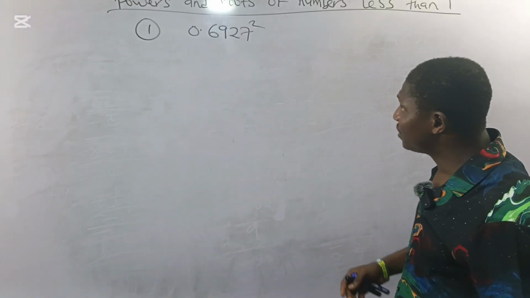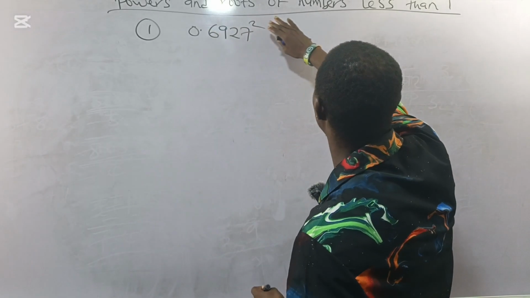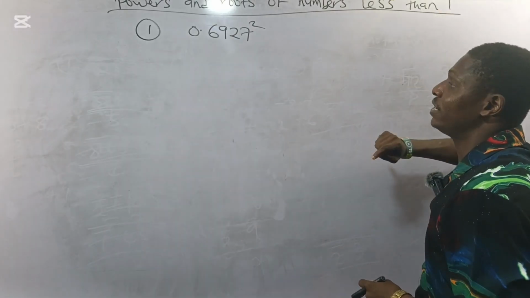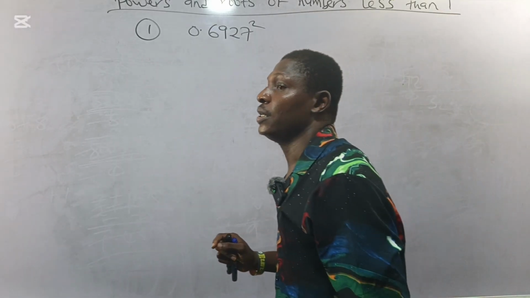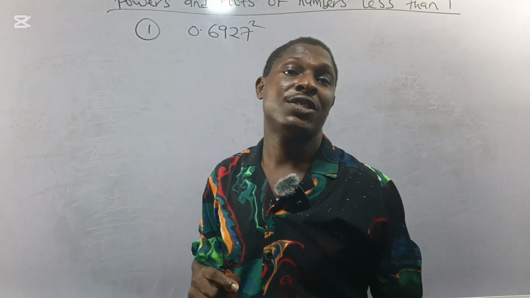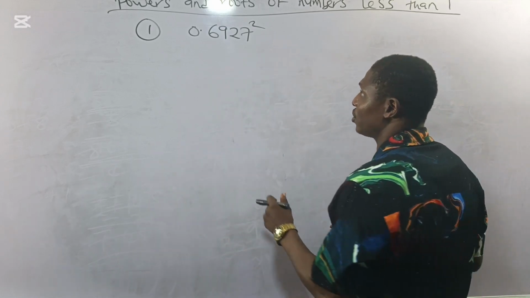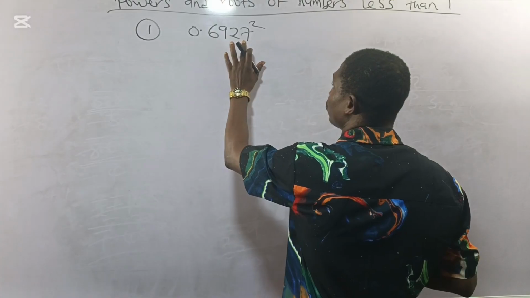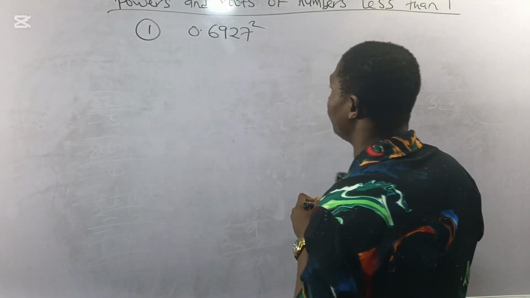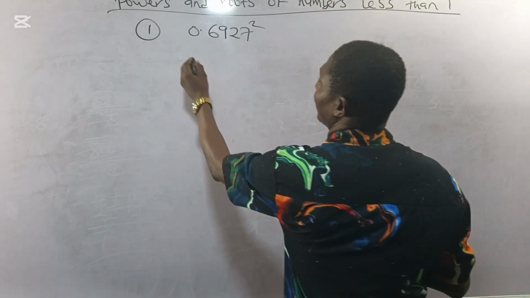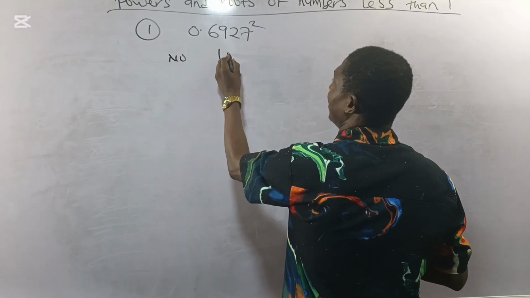So we can therefore enter fully into the power and root of numbers less than 1, since we've understood the simplification of bar notation. So we have this question on the board, 0.6927 raised to power 2. How can we solve this without using table? Now let's have our number here and our log here.